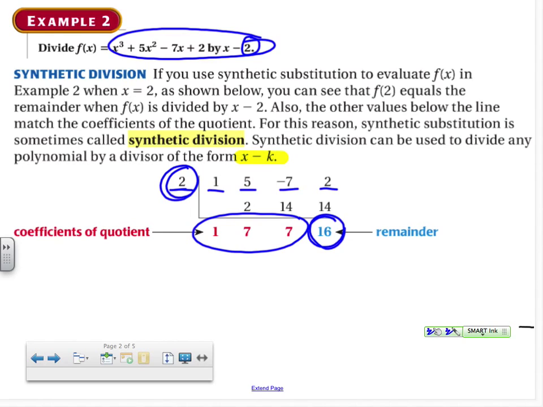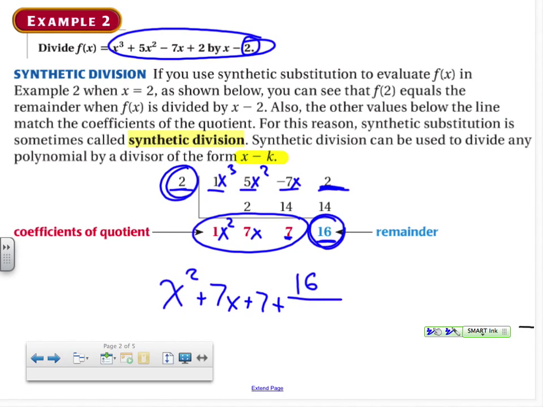So to write our answer, remember this is x cubed, this is x squared, this is x, and this is our constant. Well, when you divide, remember you always power down, so this would be x squared. This would be x, and this would be our constant. And right here's our remainder. So our answer when we do this is 1x squared plus 7x plus 7 plus our remainder over our divisor. Right?